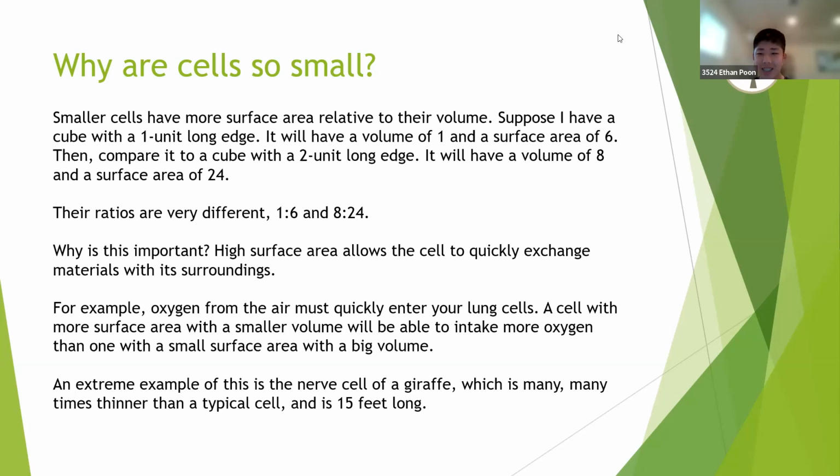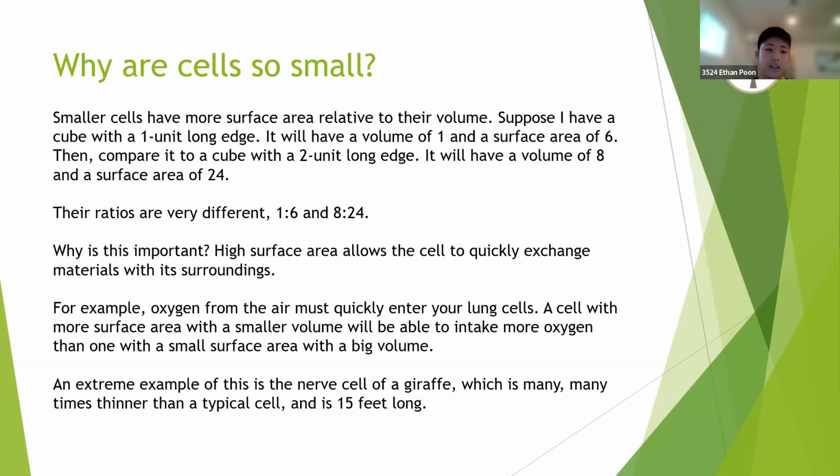Suppose I have a cube with a 1 unit long edge. It will have a volume of 1 and a surface area of 6. Let's compare that to a cube with a 2 unit long edge. It will have a volume of 8 and a surface area of 24. And the ratios between these are very different. It's 1 to 6 for the first one and 8 to 24 for the second one, which is basically 1 to 3.